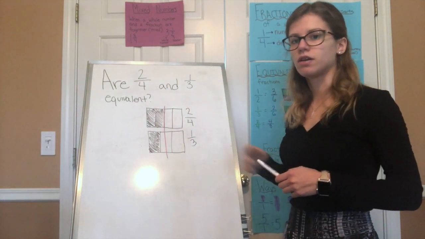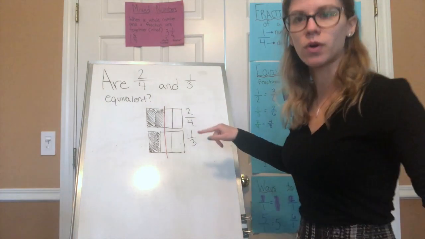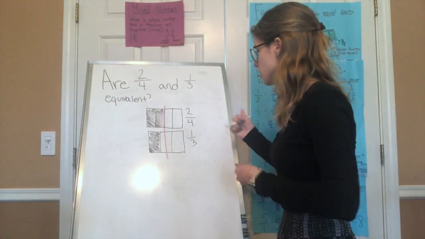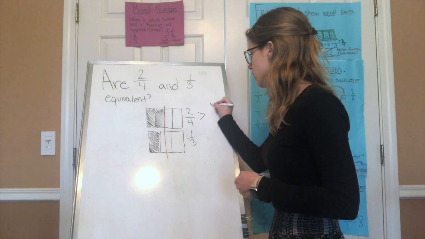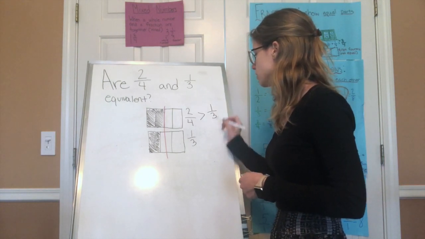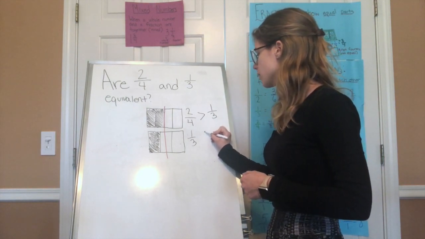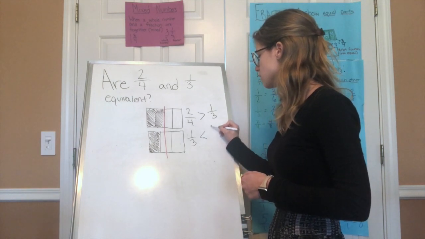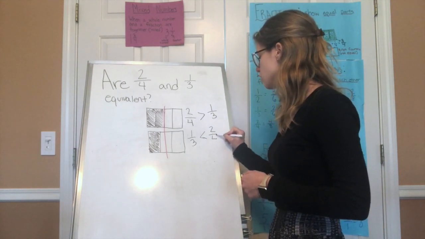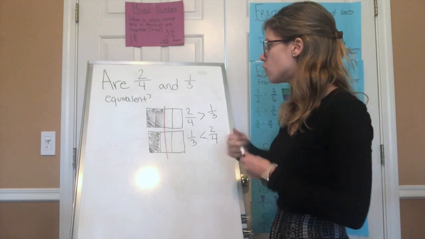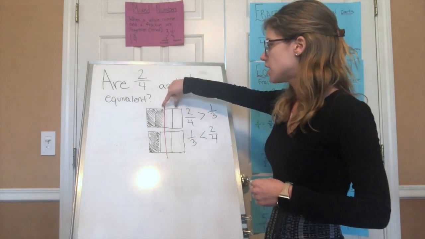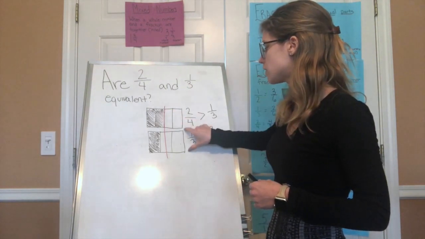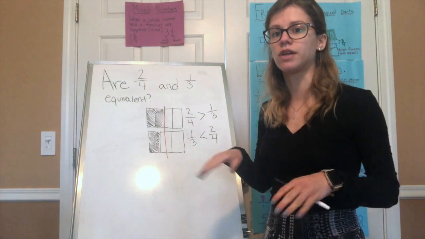And what I see here is that 2/4 is greater than 1/3. Or I see 1/3 is less than 2/4, because more is shaded in this fraction bar than this fraction bar, so they are not equivalent or equal.